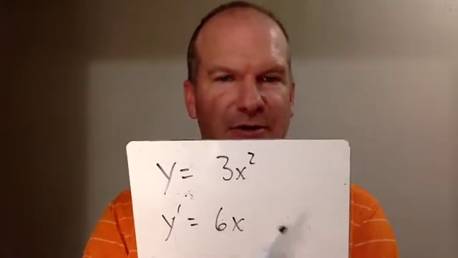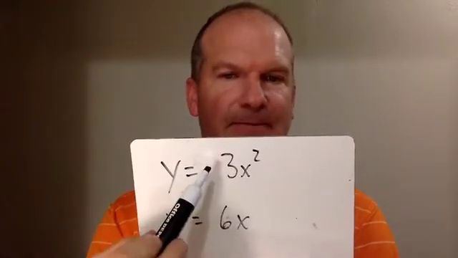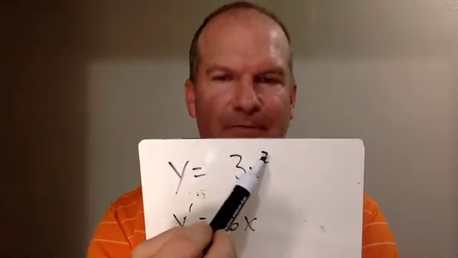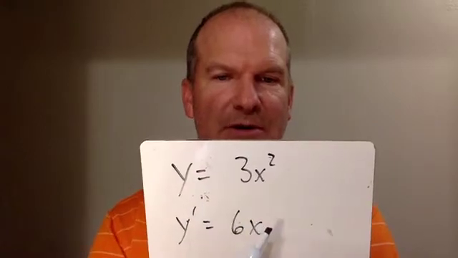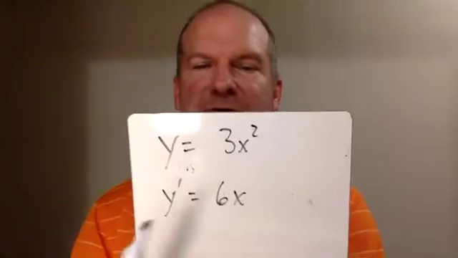The easy way is normally you have an equation where y equals something in terms of x. And then you could just take the derivative by using the power rule: the exponent times the coefficient, and you subtract 1 from the exponent, and you get 6x. 3x squared becomes 6x when you take the derivative.